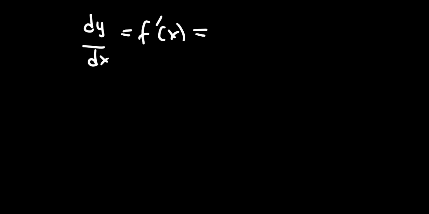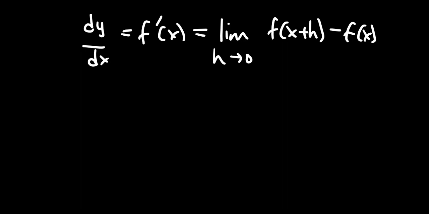In this video, we're going to look at the first principle. So, if we have dy over dx being equal to f prime of x, the first principle is defined as the limit of this function as h approaches 0. So the function is f of x plus h minus f of x divided by h. So this is how the first principle is defined.